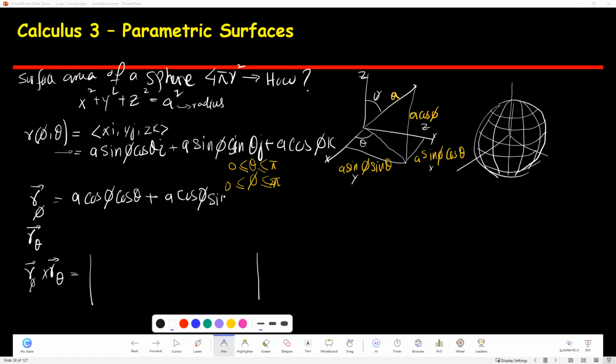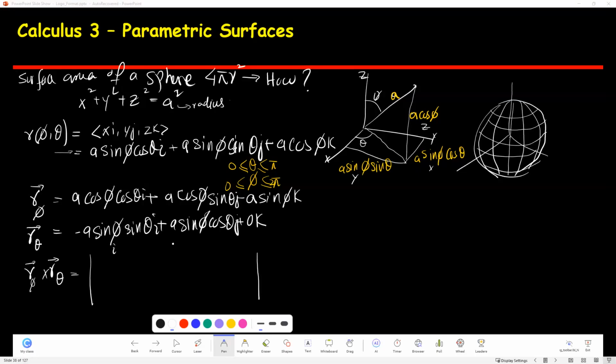minus A sine phi k, and then I substitute the i j k. For r theta, I'm going to be writing minus A sine phi sine theta i plus A sine phi cos theta j and plus 0 k.